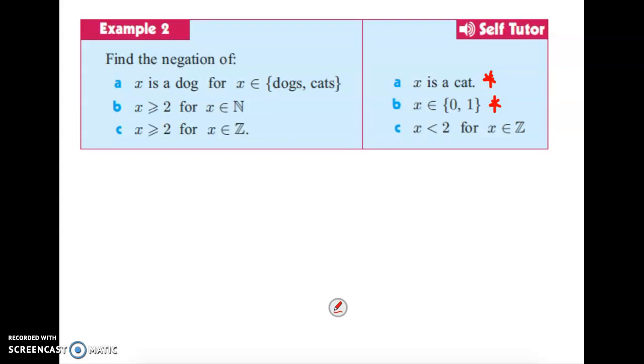Another example, x is greater than or equal to 2 for all numbers in the integer system. So what's the opposite of that? It is all numbers less than 2 in the integer system, so it's the opposite.